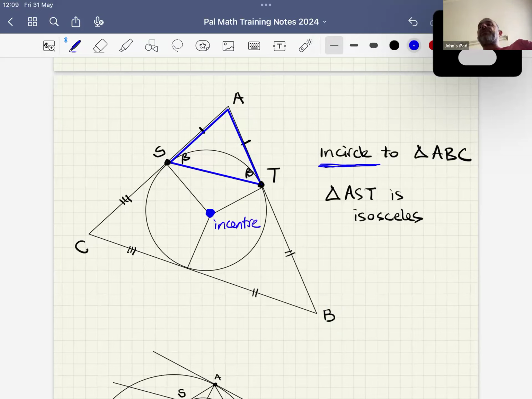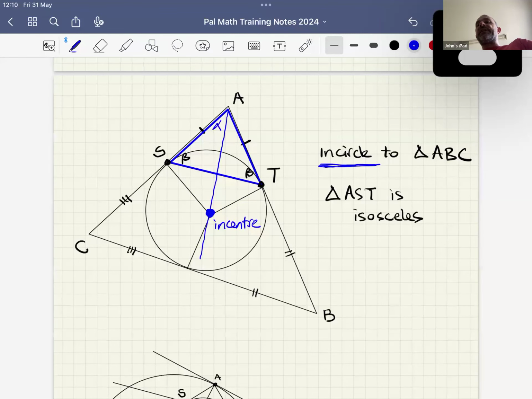And the in-center has the property that, actually, I've forgotten the formula, but if you drop a perpendicular to each of the three sides, these three line segments have the same length. And what that means for A is that the in-center is on the angle bisector there.